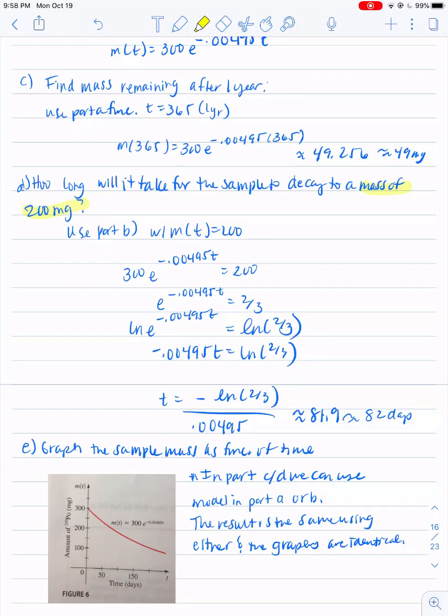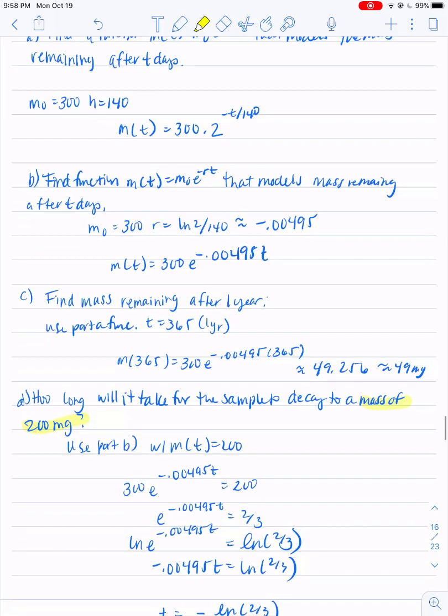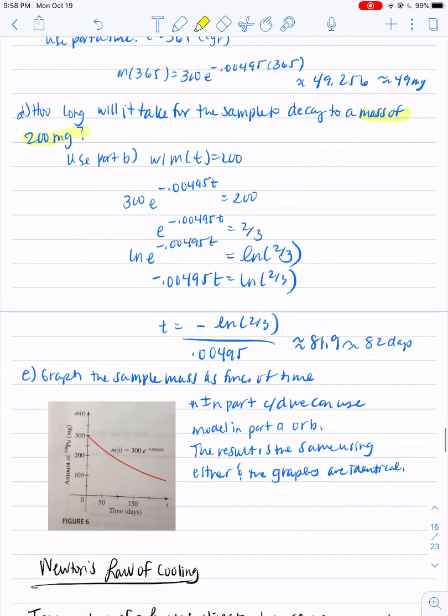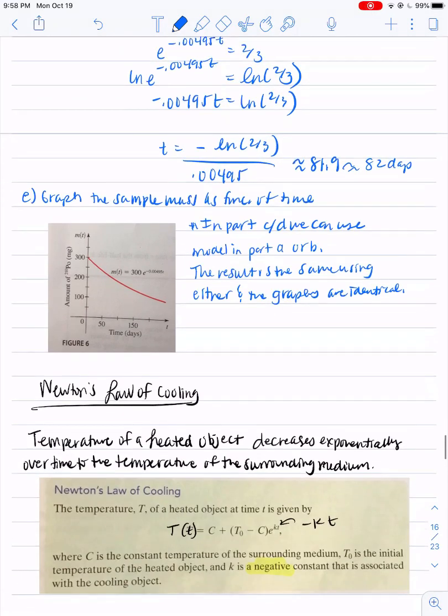However, you could use the model in part A or B, the two different functions, whichever one, they're going to be the same. They're going to give you the same result. So if you use different ones for that, you're going to get the same, and then the graphs are also identical. So here's a graph on the left. So either one works.